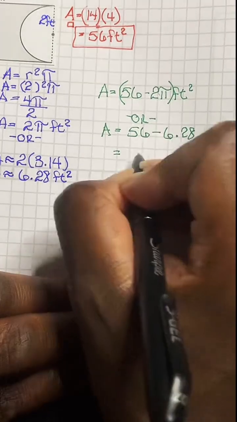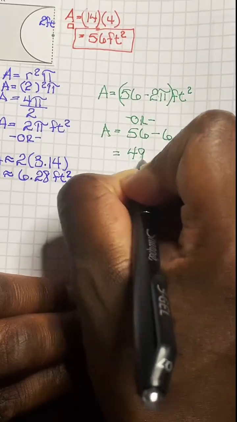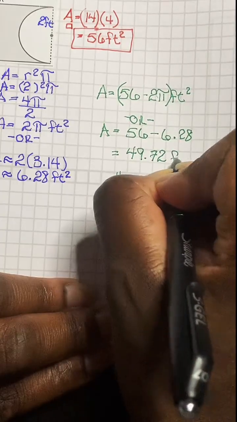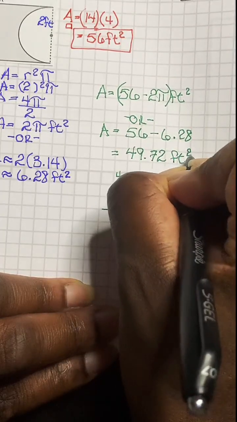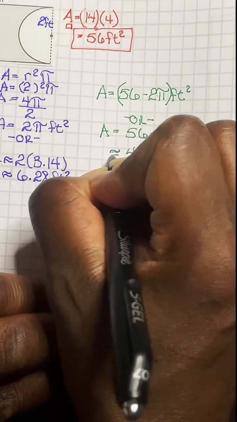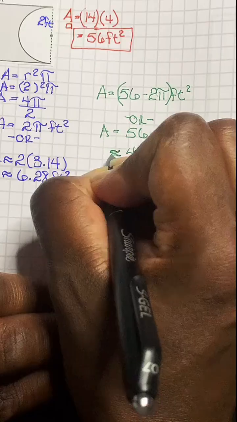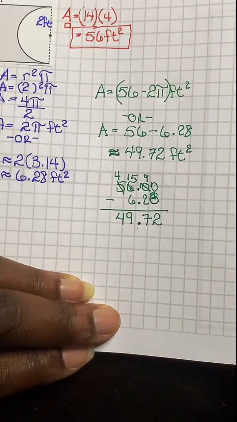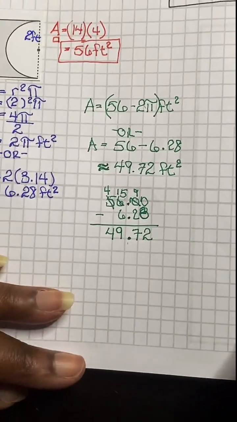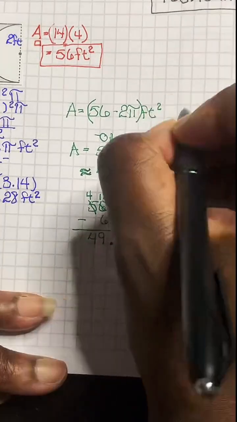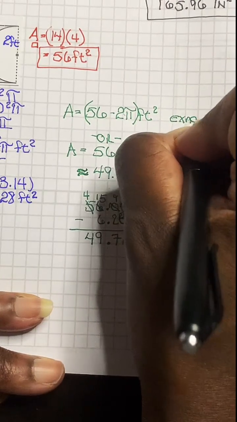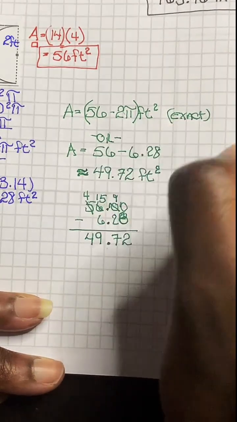All right, so it'll be 49.72 squared feet. And I keep forgetting about my approximate. Either you have the exact or the approximate. Okay, questions?